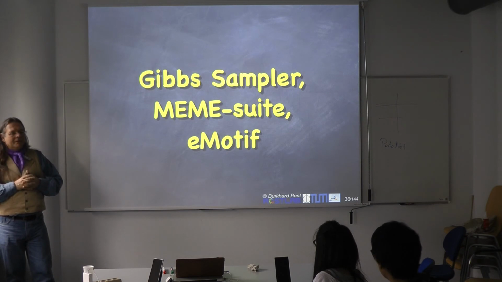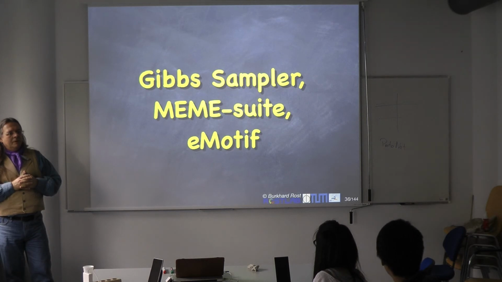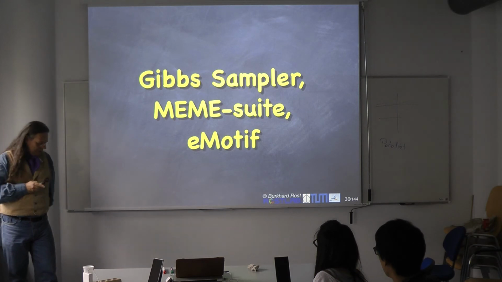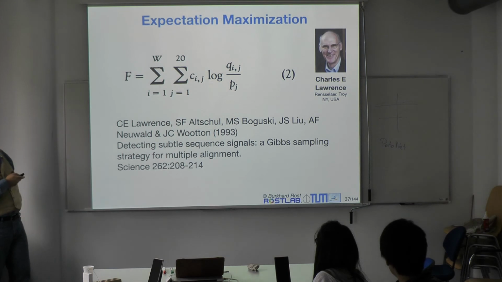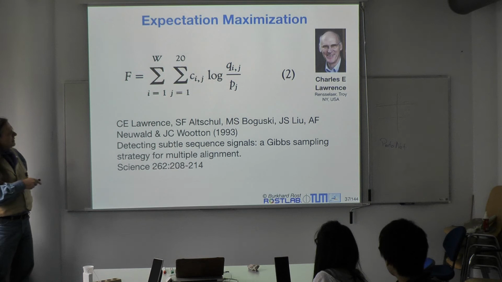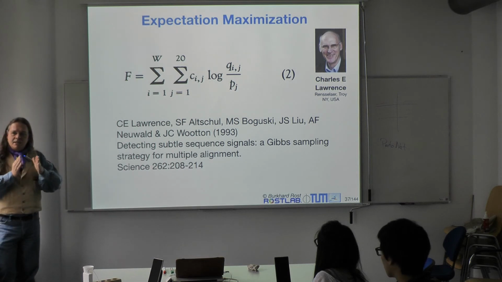So could you imagine that? We take the data we have, we analyze for frequencies in specific regions, and then we filter. Yes, in principle that's exactly right. So Chip Lawrence developed this, the expectation maximization Gibbs sampler for motif discovery, and that was a Science paper already 21 years ago.